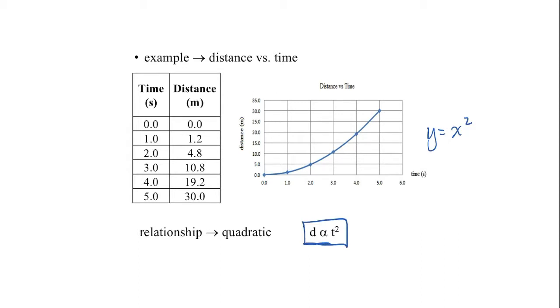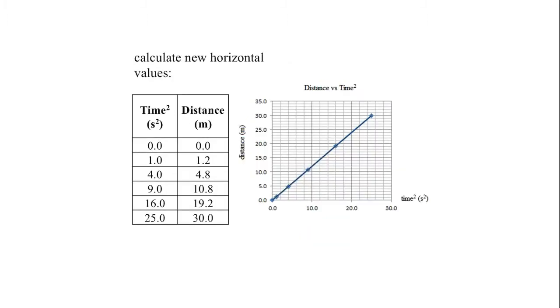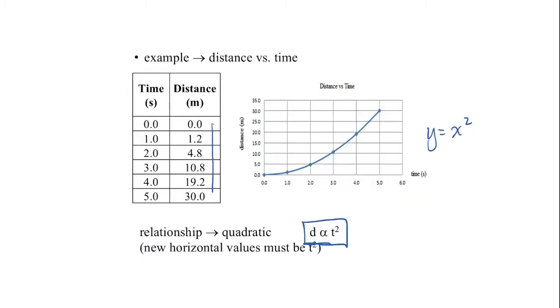So what does that mean? That means my horizontal values, time, I need to square them all. Right now I have 0, 1, 2, 3, 4, 5 for my times. So I'm going to square all of those and make a new table of values. In my new table of values, we're keeping the distance the same. So if you look, 0, 1.2, 4.8, 10.8, 19.2, 30, they're exactly the same as these right here.